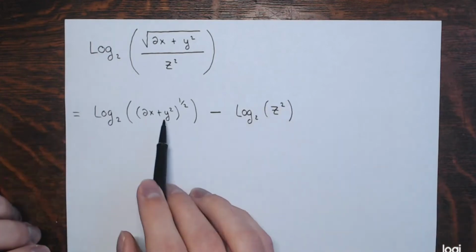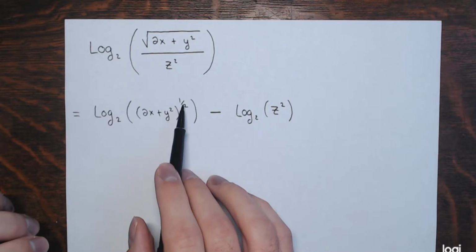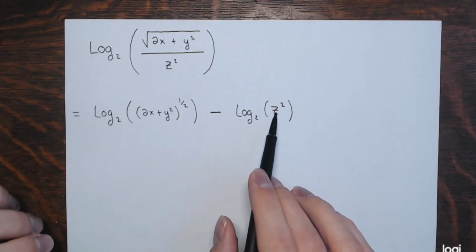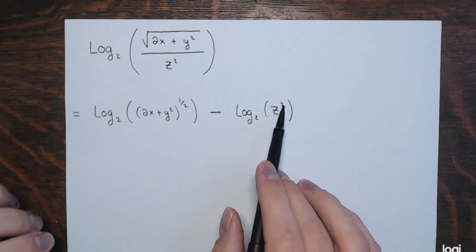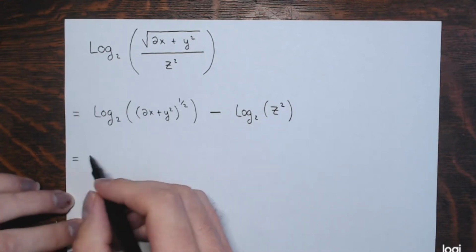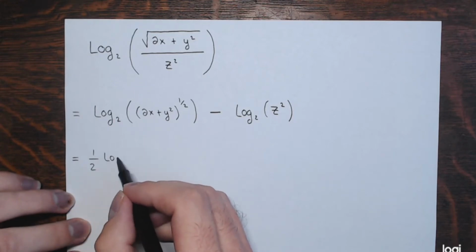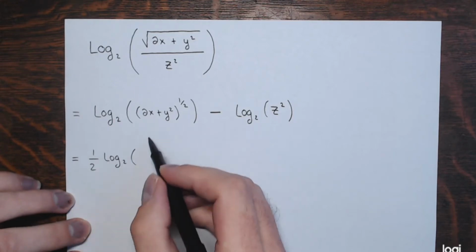And then in both of these I can use the power rule, right? Everything in here is raised to the 1/2 power, I can pull that out. Everything in this argument is raised to the 2nd power, I can pull that out. Then I apply the power rules. We have this is equal to 1/2 times the log base 2 of 2x plus y squared.